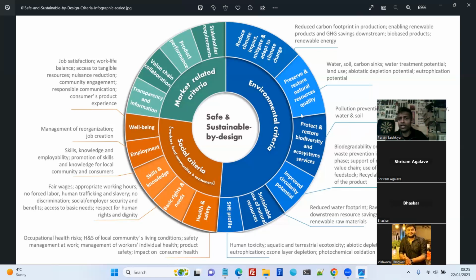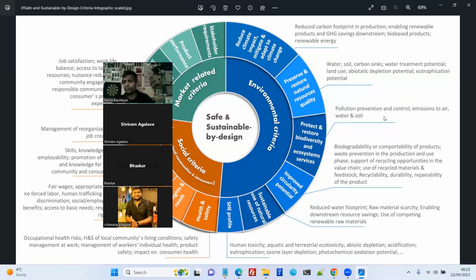Water, soil: preserve and restore natural resource quality. Now we are going to restore, which is kind of beyond that. Water, soil, and carbon sink, water treatment potential, land use, abiotic depletion potential, eutrophication potentials. Protect and restore biodiversity and ecosystem, pollution prevention, control emissions to earth, water and soil. Improve circularity: biodegradable and compostability potential of products, waste prevention in production and use of waste, support of recycling opportunity in the value chain, use recycled material and feedstock, recyclability, durability and repairability.